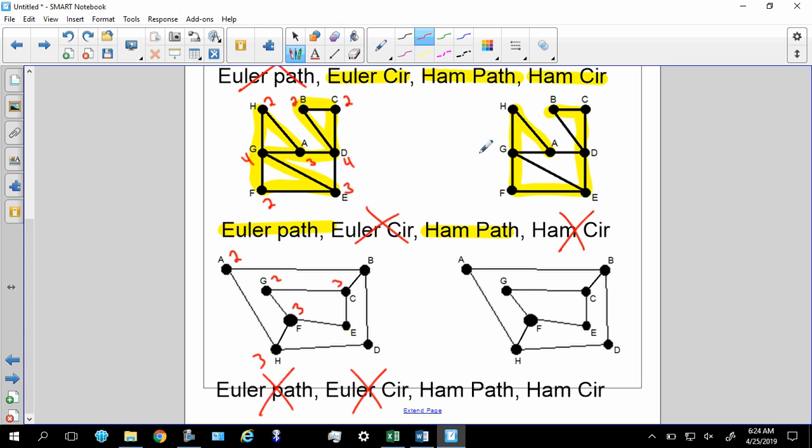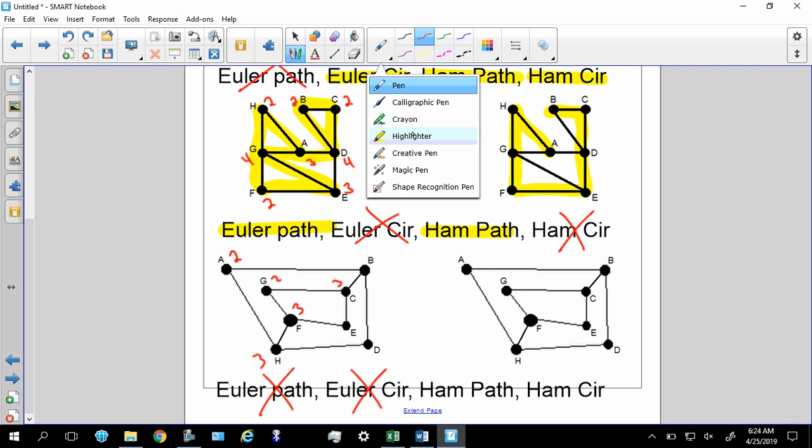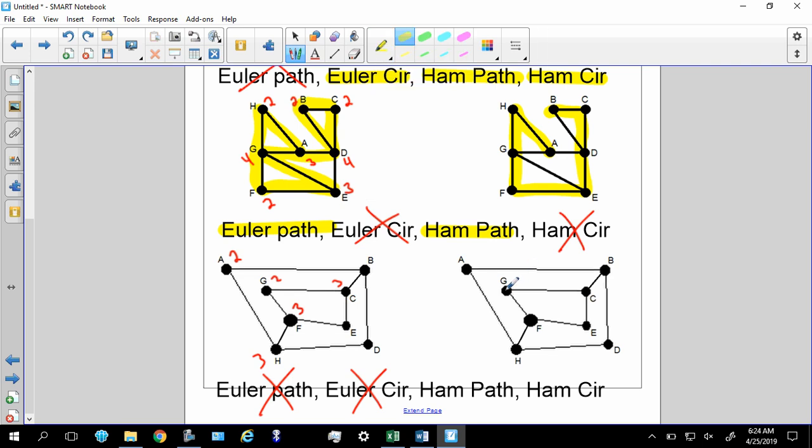All right, so it's got to be Hamiltonian. Let's see. All right, let's see if I can do this. Well, I can't get back to my starting point, but I did make a path, so awesome. I think maybe I found my circuit here.